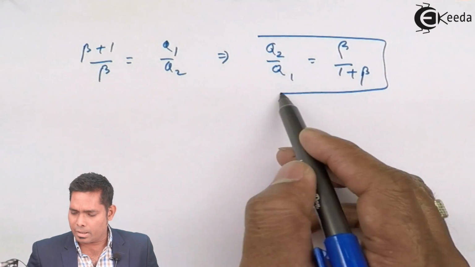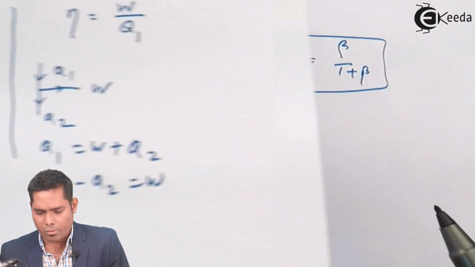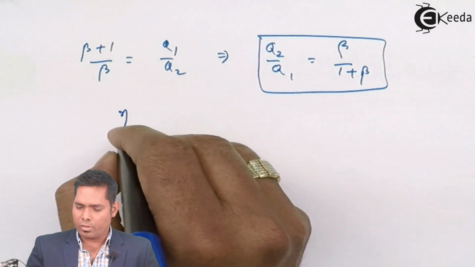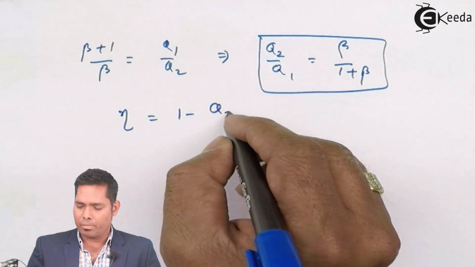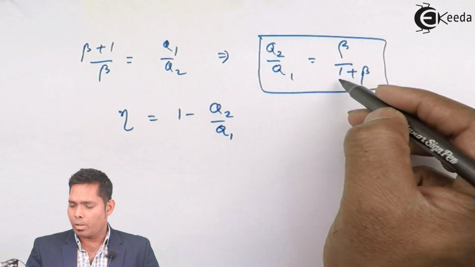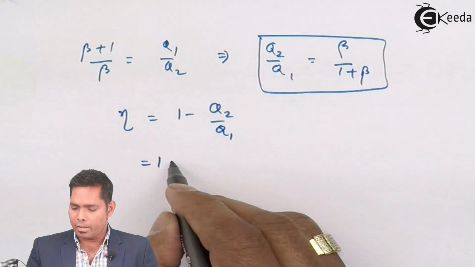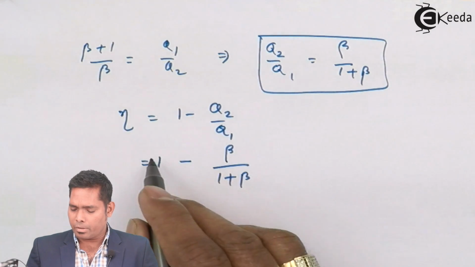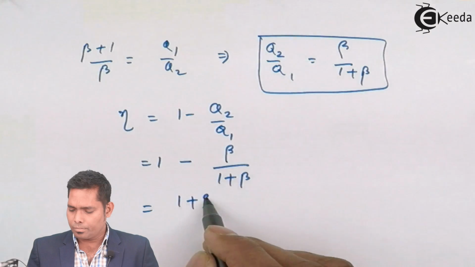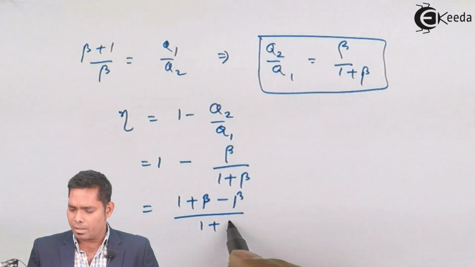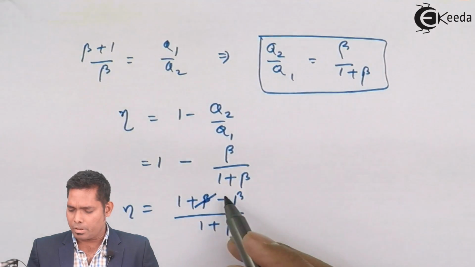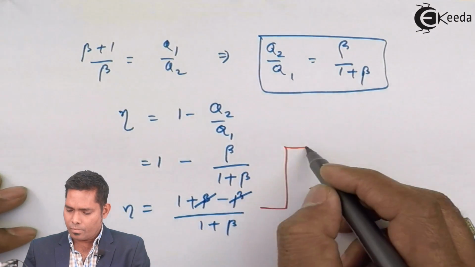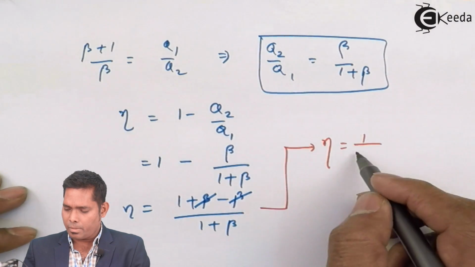This value I am getting here is substituted in this efficiency of heat engine. Then I will relate this efficiency of the heat engine as 1 minus Q2 over Q1, and this value I will put here. If I put that, I will get 1 minus beta divided by 1 plus beta. If I take the LCM, this is 1 plus beta minus beta divided by 1 plus beta, and this is our efficiency, beta will cancel, and finally what I am getting is efficiency is equal to 1 divided by 1 plus beta.